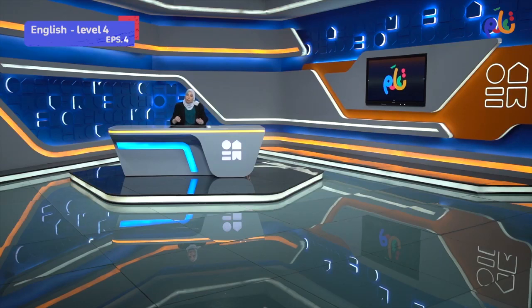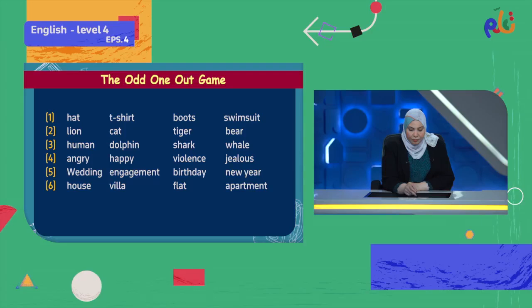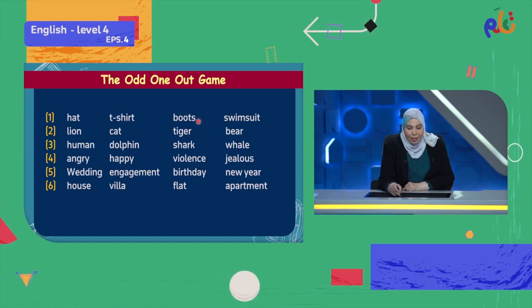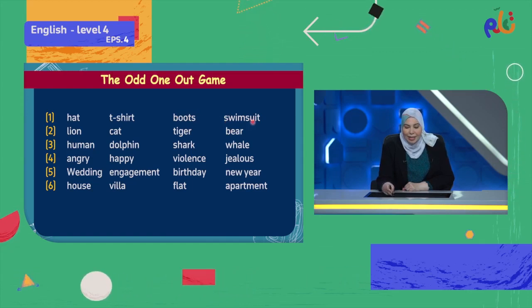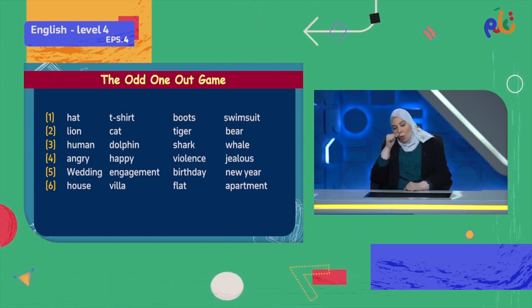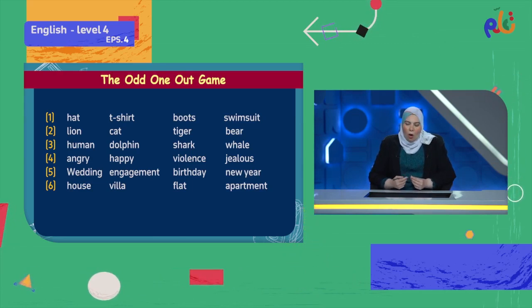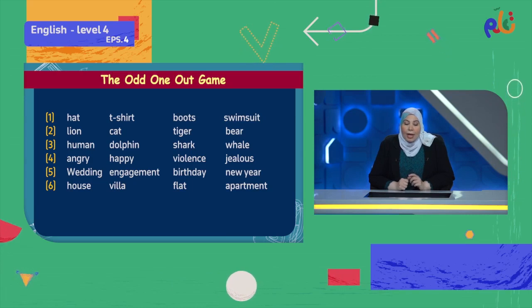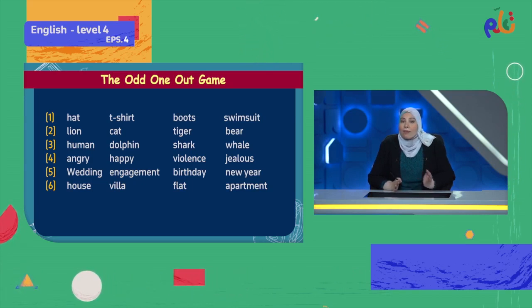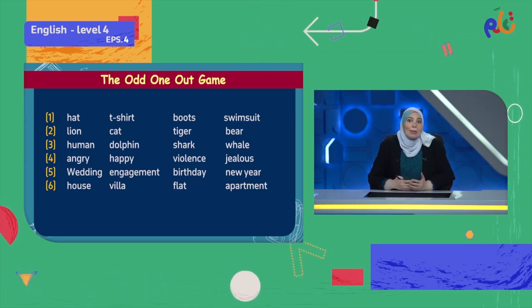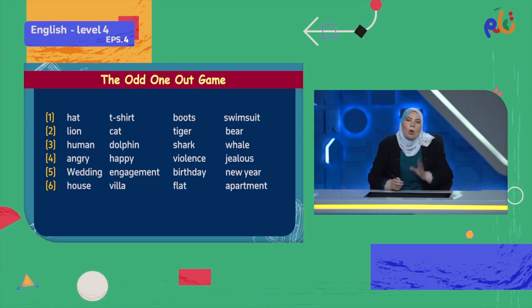So let's look at number 2, and I will give you time to think which one is different. So we have a lion, cat, tiger, and bear. So which one do you think is different? Okay, so here again, we can have 2 different answers or maybe 3 different answers depending on your reason.